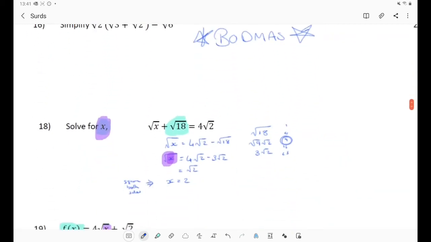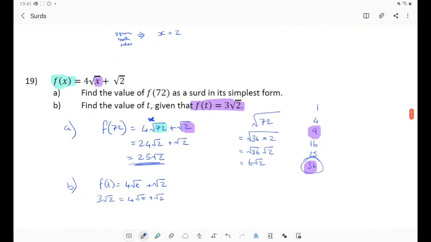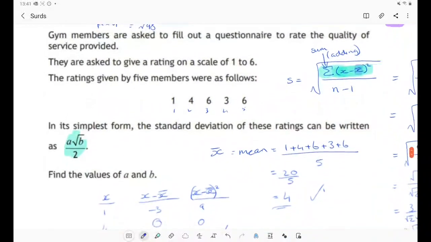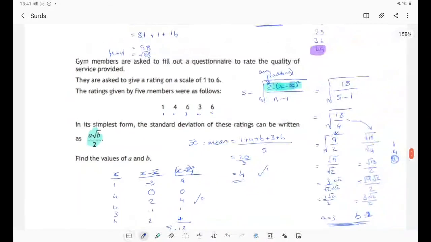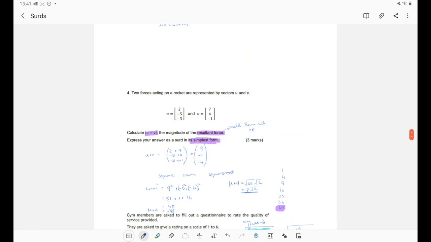And if they want to start wrapping it into other topics, they could ask you to solve an equation. They could ask you to do it in function notation, in magnitude, or in standard deviation, and they can come up practically anywhere.